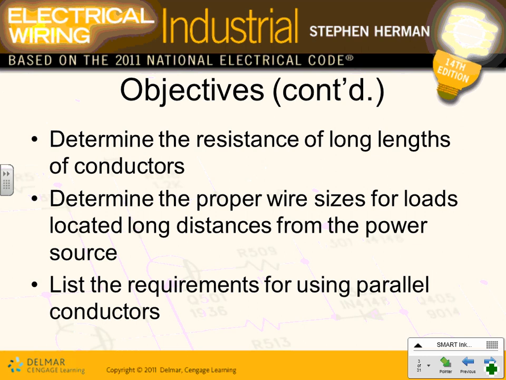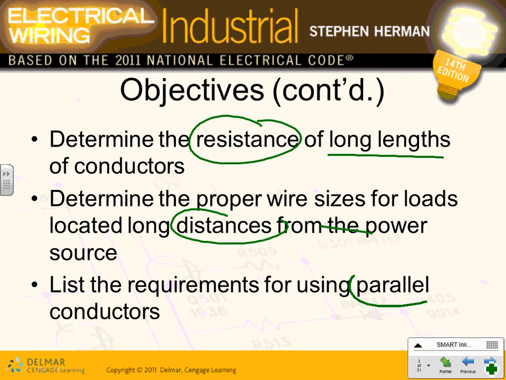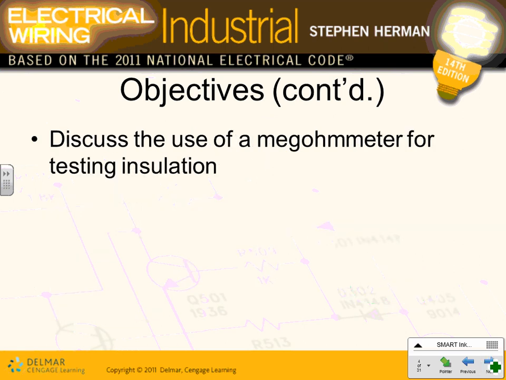Determine the resistance of a long length. With the resistance, decide the voltage drop. We'll talk about the calculation for it. Determine the proper wire size for a load located a long distance from the source. That's a voltage drop. List the requirements for using parallel conductors, which you guys already have done with your friend Chad. We're going to remind you of the rules for parallel conductors.